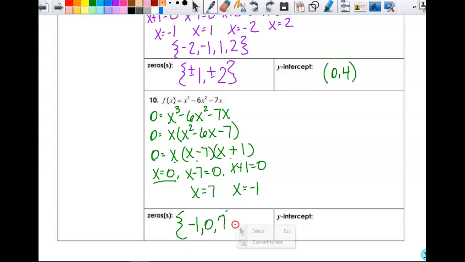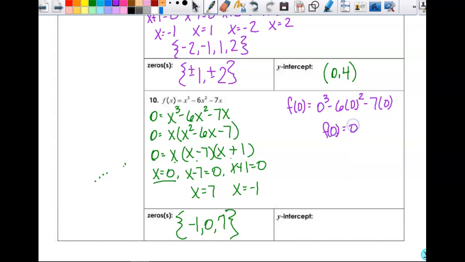Oh, my pen has a mind of its own. Very good. Then my y-intercept, f of 0 equals 0 cubed minus 6 times 0 squared minus 7 times 0. So f of 0 equals 0. So my y-intercept is 0, 0. There you go.